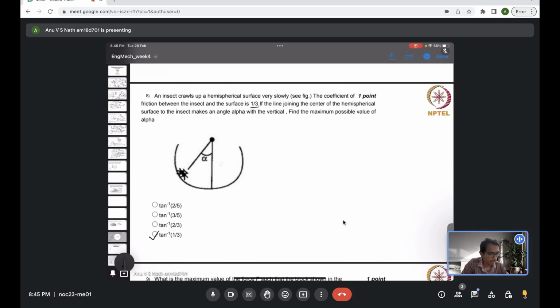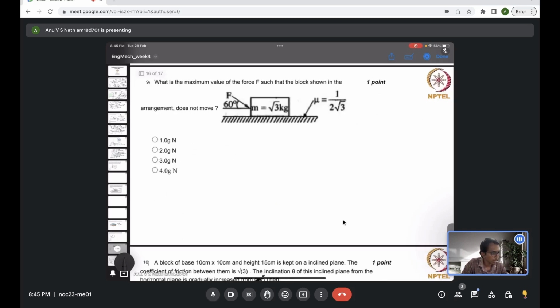This is also fairly simple. I don't have time to discuss all these things, that's why. Anyway, I will upload this. If you want to try this, you can take a screenshot and try solving this yourself. It's fairly simple actually.